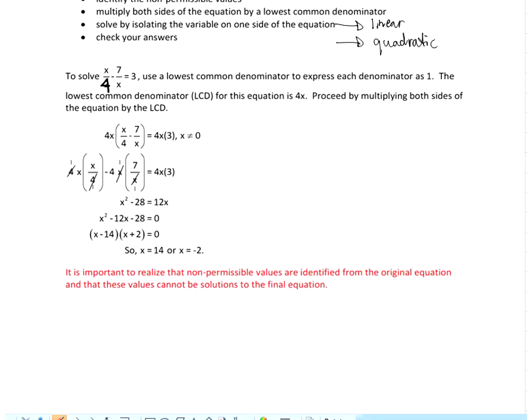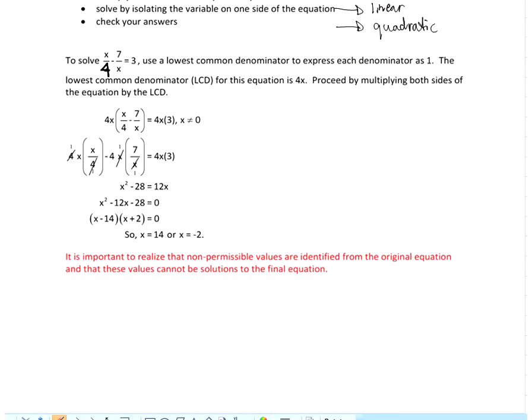So let's just look at our example here to review all the steps. We're going to solve x over 4 minus 7 over x equals 3. And we're going to use the lowest common denominator to express each denominator as 1. And if you remember from class, I said that that would eliminate the denominator. Okay, and the lowest common denominator for this equation is 4x.